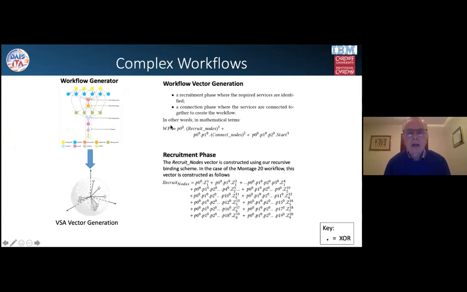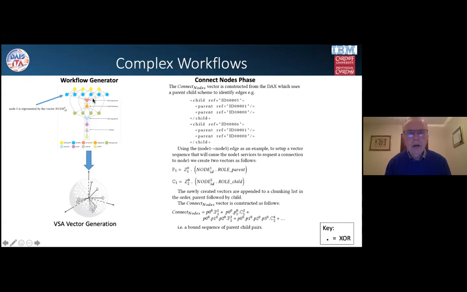In this case, our workflow vector has two components, a recruit nodes vector and a connect nodes vector. And again, we have this start vector here. In the recruitment phase, which is the first thing that happens as we start to unbind the vector, we're going to gather the nodes together. Then in the second part, we're going to connect the nodes through parent-child relationships that are represented in the JSON. We're going to use a vector representation to do that.